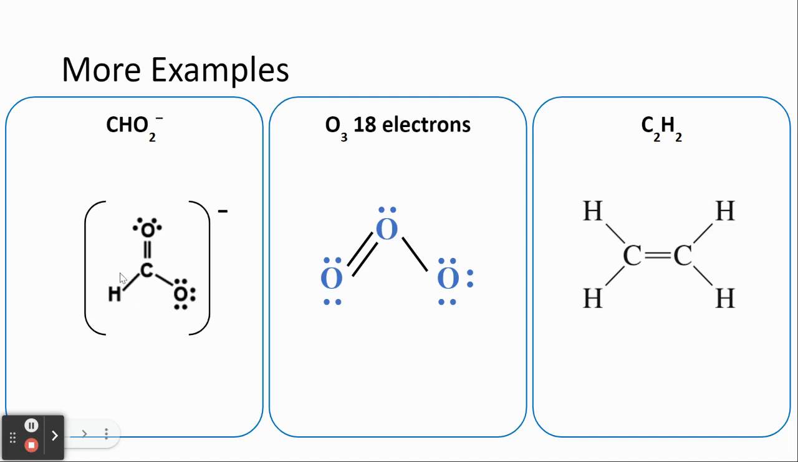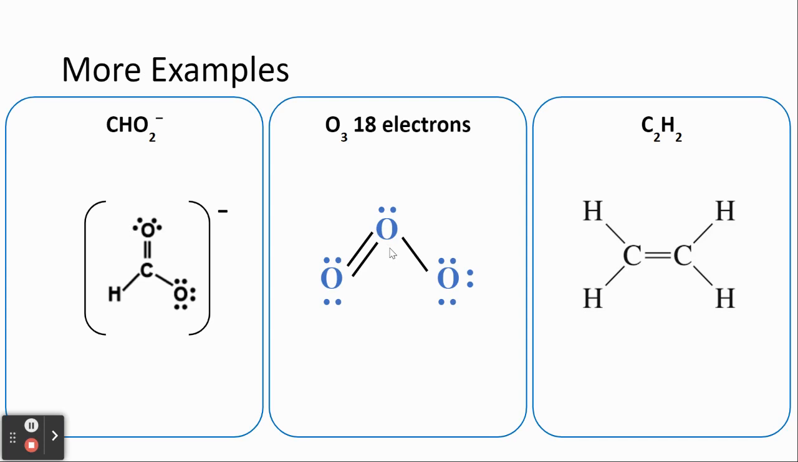Hydrogen is stable with 2. This oxygen is stable with 2, 4, 6, 8 electrons. Carbon is stable with 2, 4, 6, 8 electrons. And oxygen is stable with 2, 4, 6, 8 electrons. And this is an ion with a -1 charge, so we're going to put our brackets and put that minus charge, which means that this structure gained an electron from somewhere else in order to make all the atoms stable in our Lewis structure.